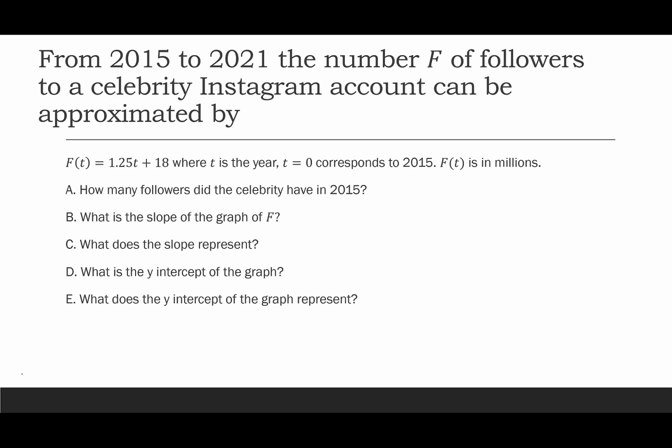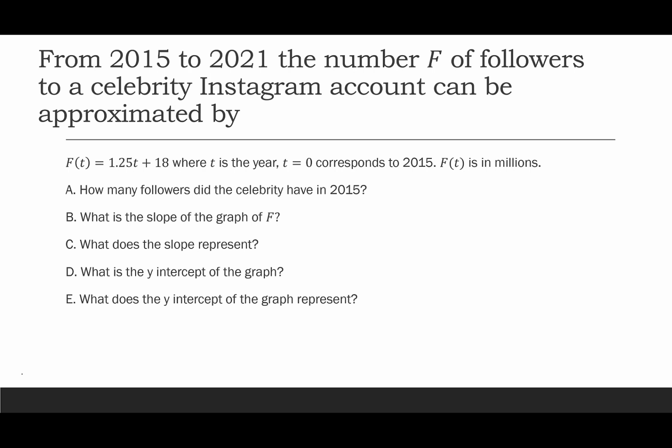So I made this up, but I tried to base it on things we would care about. From 2015 to 2021, the number of followers of a celebrity Instagram account can be approximated by f of t equals 1.25t plus 18, where t is the year, and t equals 0 corresponds to 2015. f of t is in millions, right? I don't want to write all those zeros, so I'm just telling you this is in millions.